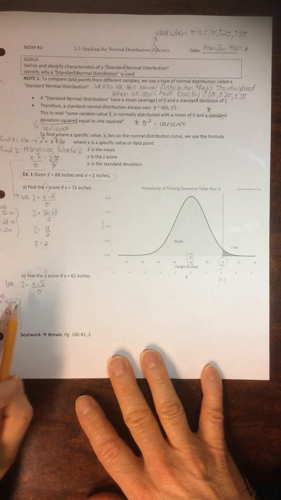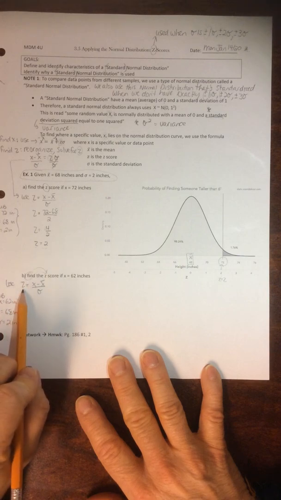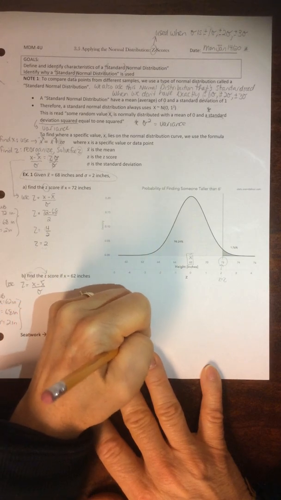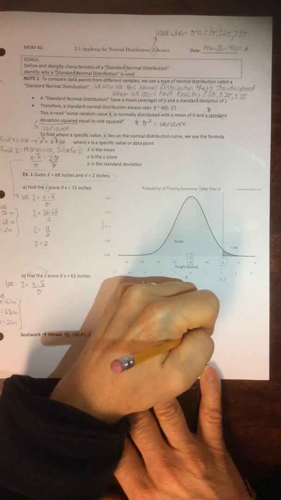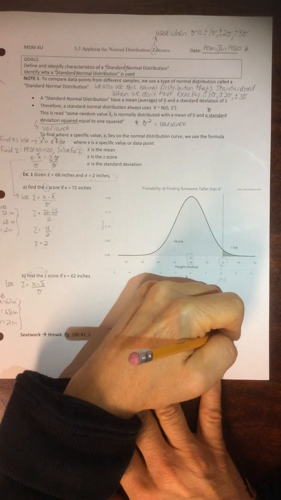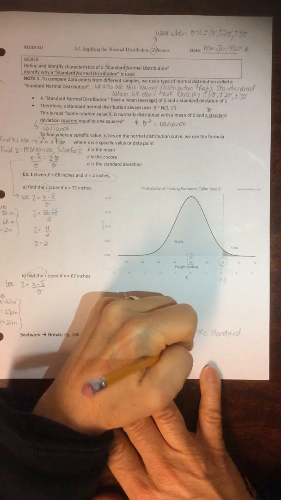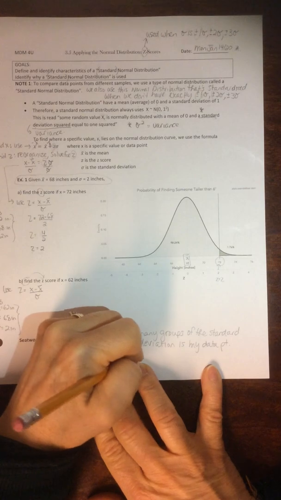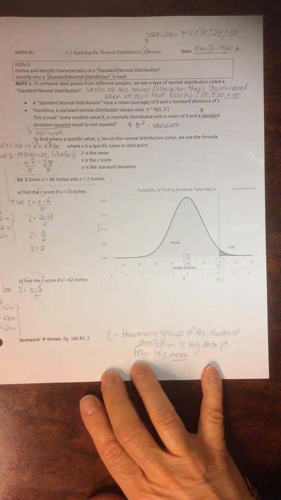Really, z is just how many groups is the data point away from my mean. So z equals how many groups of the standard deviation is my data point from the mean. Everything focuses on the mean.